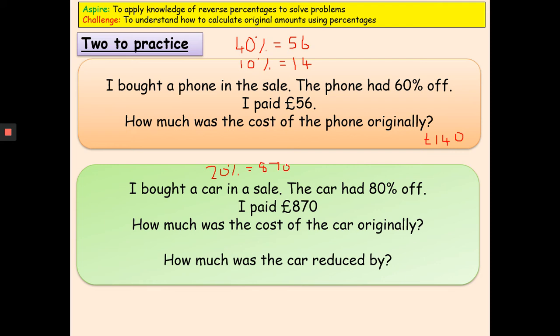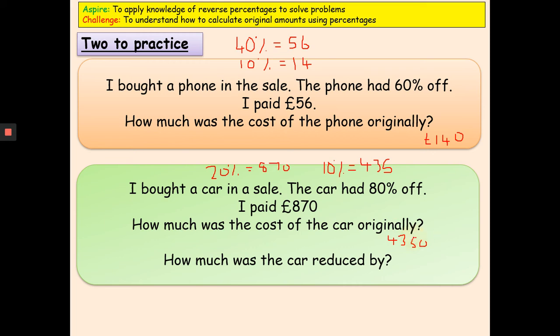You could times it by 5 if you wanted to, but I'm going to go down to 10% first. So I'm going to divide it by 2. So 10% is 435. And then from there, I'm going to times it by 10 to get up to 100%. So the original cost was 4,350, but you'd have got that if you'd have times that both by 5.